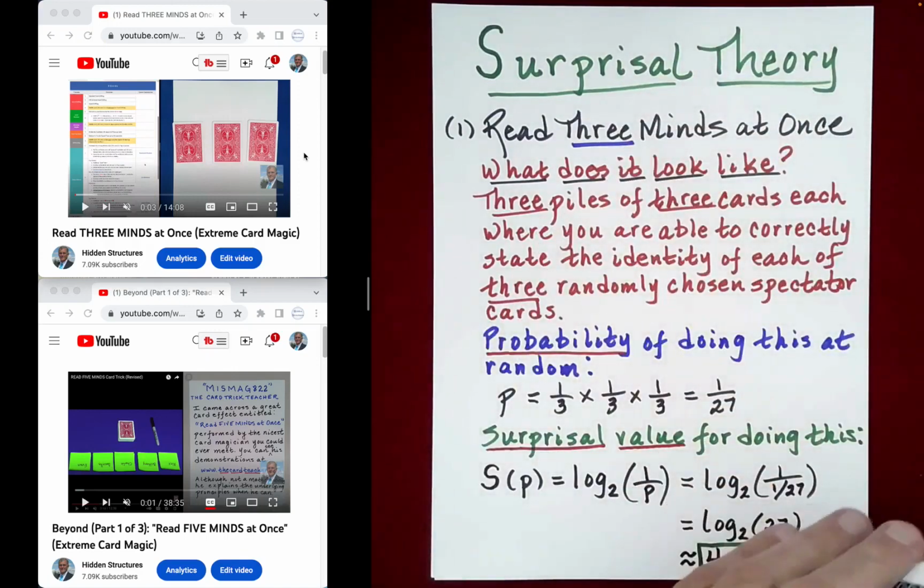The second video on the left, bottom half of the screen here, I go into depth analyzing the original performance by Miss Mag 822, in which he works with 5 piles of 5 cards each. And then within this video here, I also first look at 4 piles of 4 cards each. Okay, so let's look at each of those in turn.